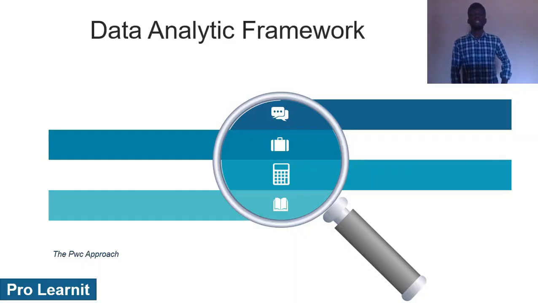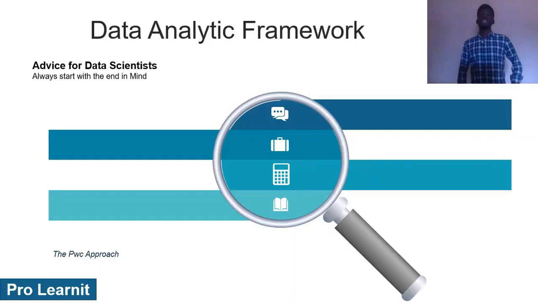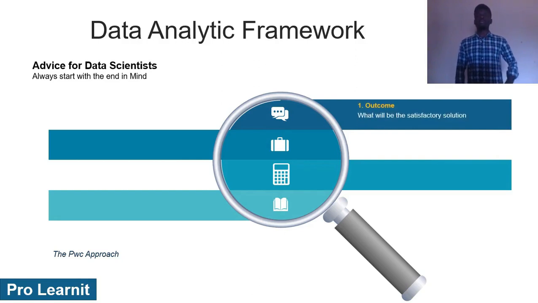Now, the data analytic framework. I have some advice for data scientists. The first advice I have is always start with the end in mind. When trying to analyze data, when you're faced with a business problem, always start with the end in mind. The first thing you want to know in the business problem is the outcome. What is expected of you as a data scientist? What does the manager want you to achieve? So we want to know the outcome, what is expected of us.